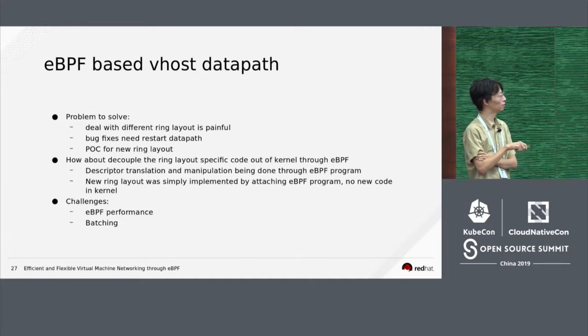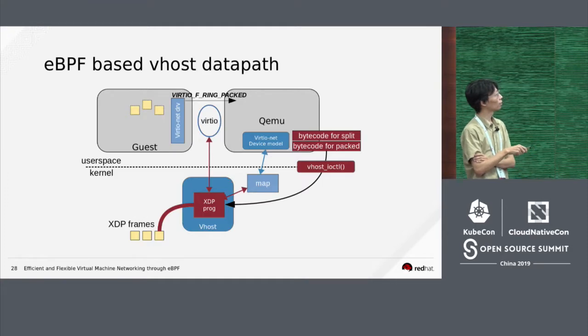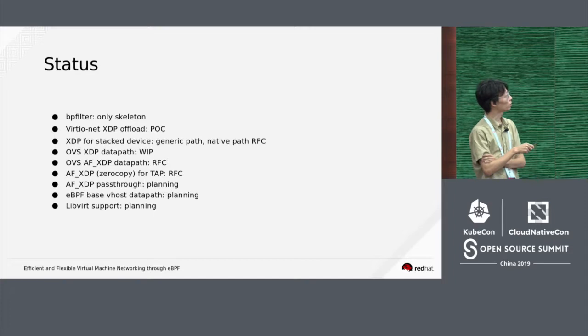But we have a lot of issues here. One is the performance and how to realize batching. The workflow is similar. When the guest driver accesses a new ring, the ring is exposed to the host. When the XDP frame comes to the host, it will activate all the backend code. But we need to design it very carefully.